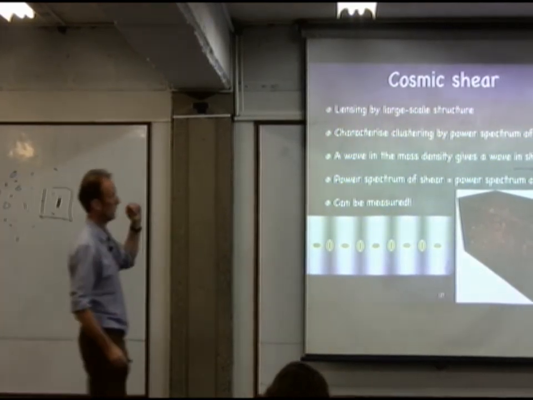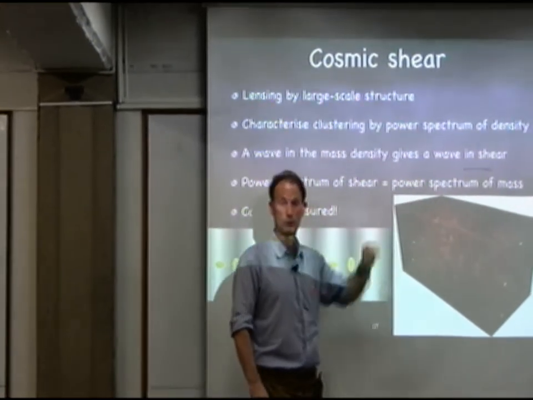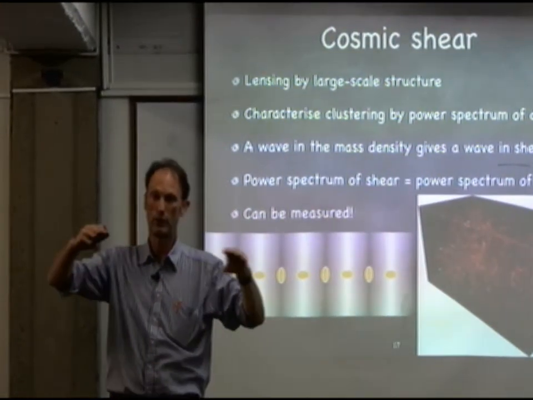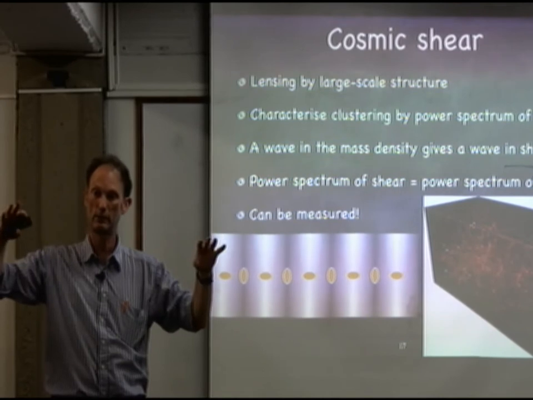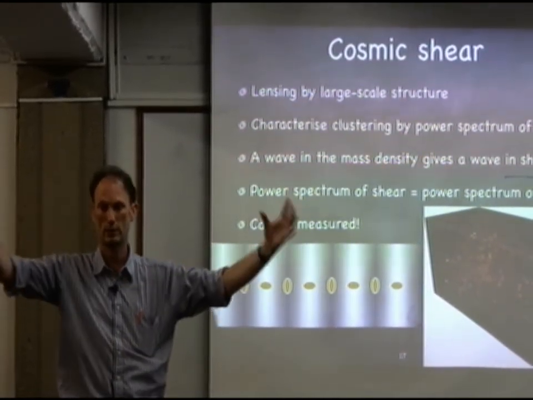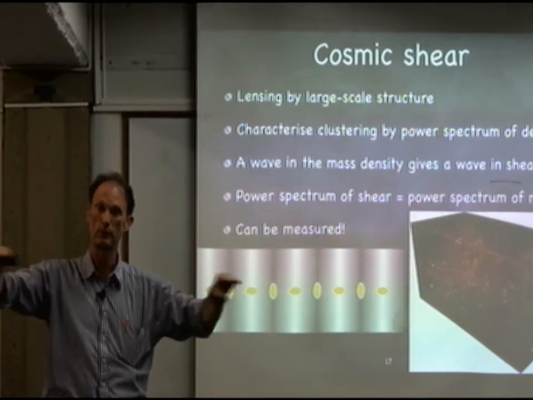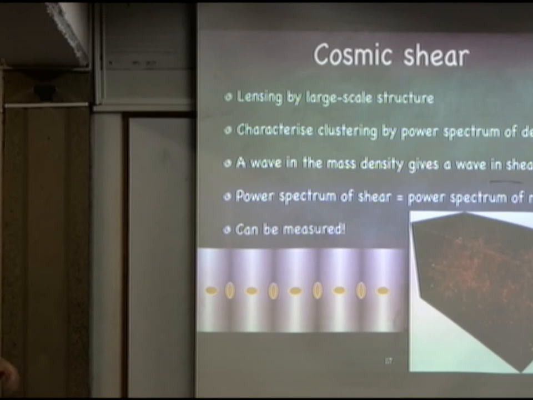So the way we characterize clustering normally is by the power spectrum of the density. You ask on every scale how smooth is the matter. So you imagine taking the universe, smoothing it on a scale of 1 megaparsec, 2 megaparsecs, 10 megaparsecs. And you ask how small or large are the ripples in the density on those scales. That basically tells you the power spectrum, tells you whether there's lots of small scale structure, lots of large scale structure, etc. And this is exactly what we can measure with cosmic shear as well.